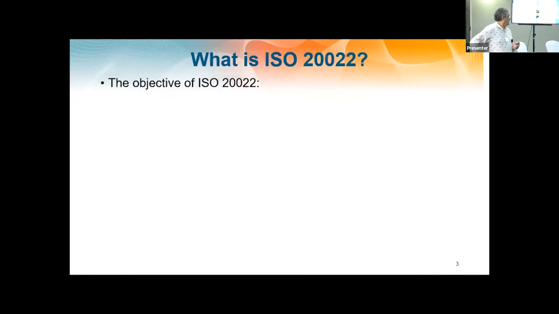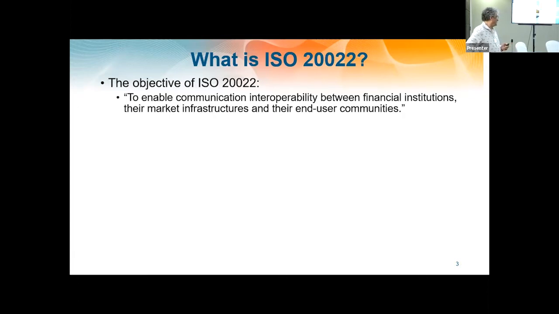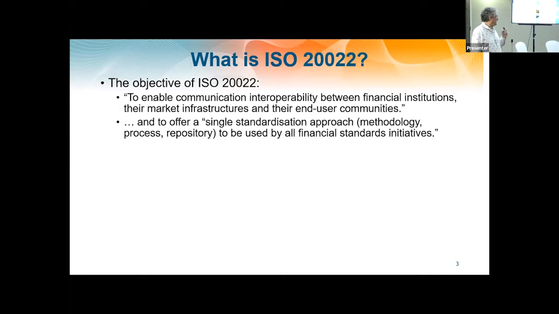The objective of ISO 20022, as stated on its website, is first of all to enable communication interoperability between financial institutions, their market infrastructures, and interestingly, their end user communities. Yes, that's right. That was a surprise to me too. But there we are. Ambitions are good things. And to offer a single standardization approach that includes methodology, process, and repository to be used by all financial standards initiatives. Well, that includes us, of course. So naturally, we beat a path to their door.